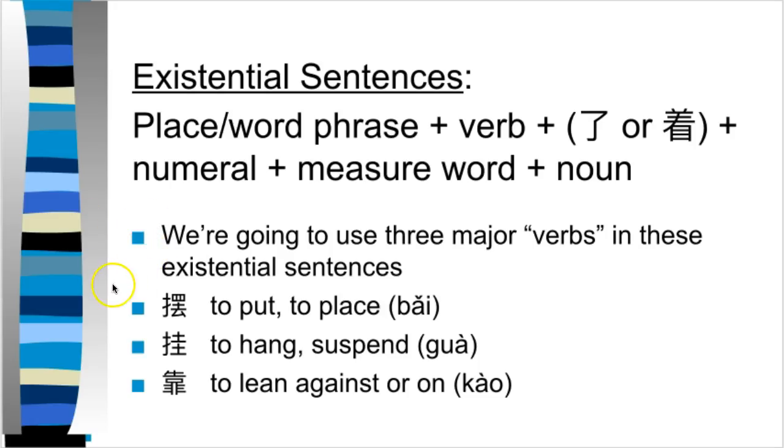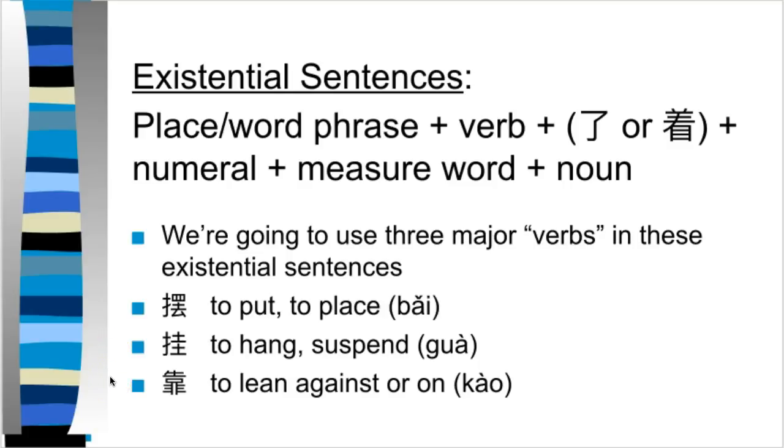Generally speaking, we're going to focus on three major verbs for our purposes. The first is 摆, to put or place something. And you can actually translate it more like lying somewhere. Usually if something's lying on a table, you would use 摆. Second is 挂. Something's hanging, like you're hanging clothes in a closet. You'd use that verb, 挂. 靠, I'm leaning against something. Let's say leaning against the bed is a bookshelf. That would be an example of 靠.